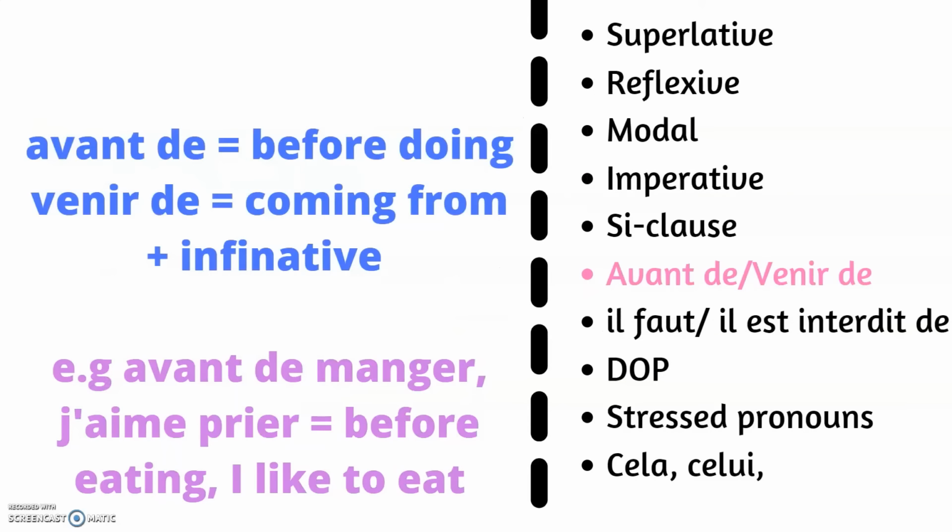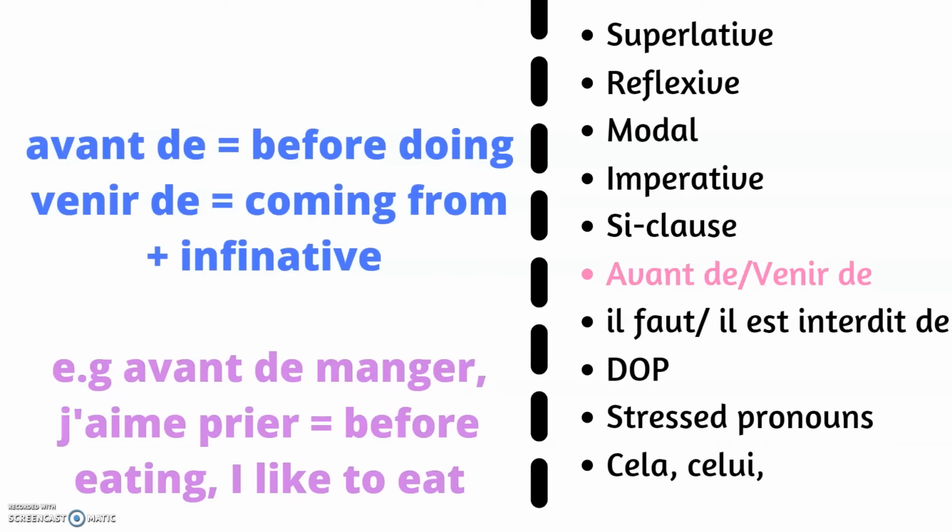Avant de and venir de. So I couldn't find any pictures online, so I just explained it here myself. So avant de means before doing, and venir de means coming from. So I've given an example here. It's a good structure because it's not the classic pronoun plus verb. It's more of a phrase and then the infinitive. So I said avant de manger, which means before eating, j'aime prier. I like to pray. Sorry, not eat.